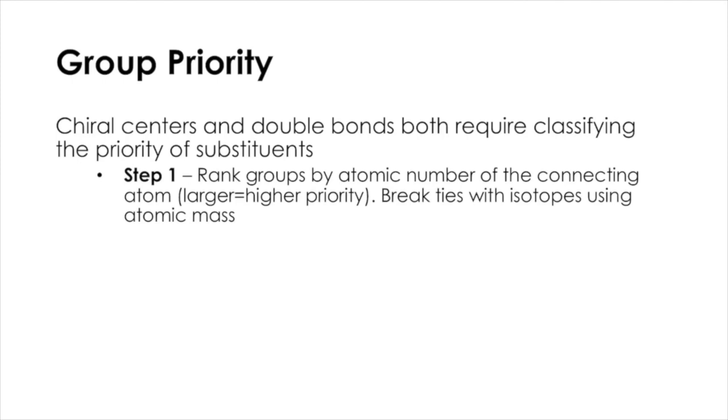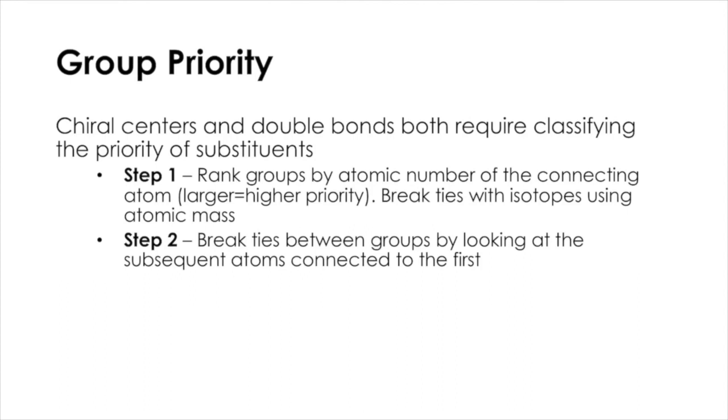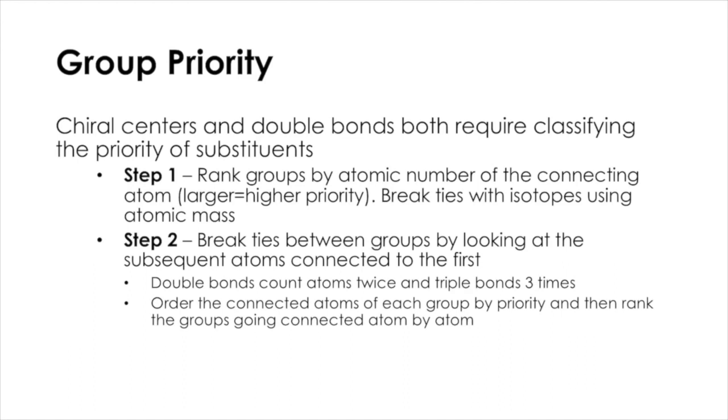So for step 2, if there are ties between atoms, meaning maybe a methyl and an ethyl, both of which have a carbon attached, you break ties by looking at subsequent atoms attached to the first one. And so there are a couple of rules with this. First of all, you count double bonded atoms twice and triple bonded atoms 3 times. So each subsequent atom in a chain, if it's tetrahedral, will have 3 other things attached to it. And then you order the subsequent atoms by priority and then rank them.